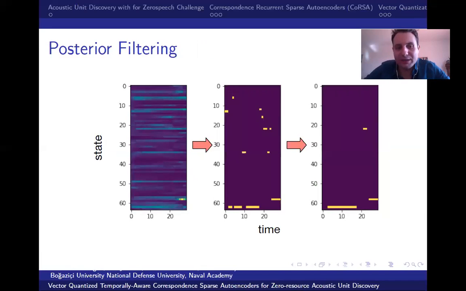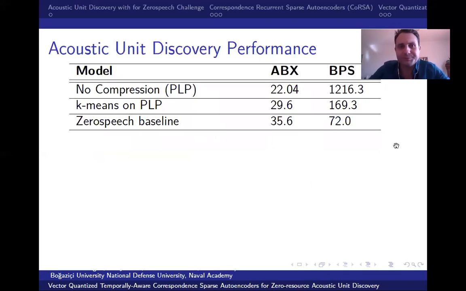Just like our last year's work, we applied a median filter based post-processing on quantized layer activations so that temporal continuity and better compression are obtained. In this median filtering, misclassified activations are filtered out and triphones, hopefully, are obtained. This is an actual P layer activation or Q layer activation of a test utterance.